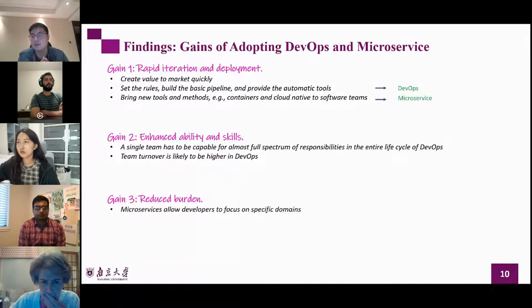A reduced burden, this benefit can be attributed to microservice. Microservice also allows developers to focus on specific domains. The feature helps increase the happiness of software teams. However, the benefit of enhanced ability and skills of DevOps, which requires developers to take on more tasks, may have a negative impact on this.